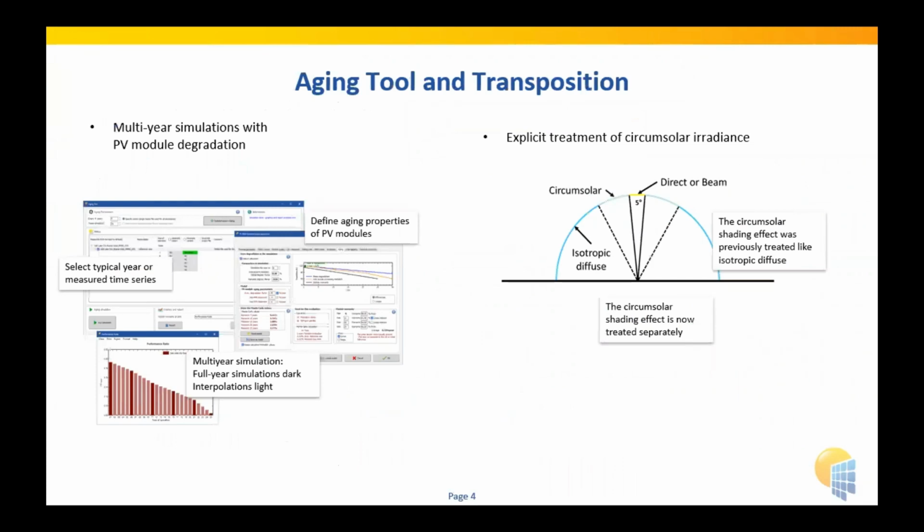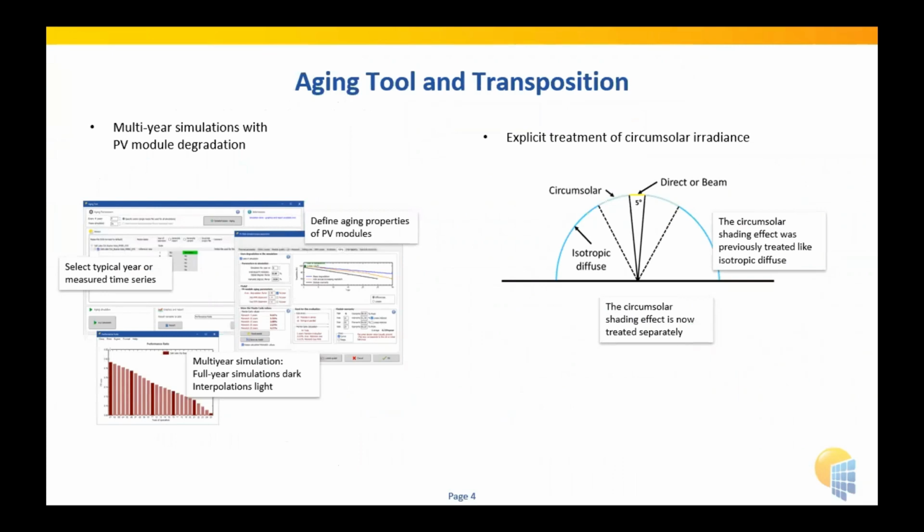We have a new tool in there, which is called the aging tool, which allows multi-year simulations, including the PV module degradation. We had this model which describes the year-to-year degradation of the PV modules. That's already in PVSyst. And we now have this tool where you can select a typical year or a measured time series and run your simulation automatically over these many years. In the results, you see the output of your PV system or the performance ratio as a function of the years, including this PV module degradation.